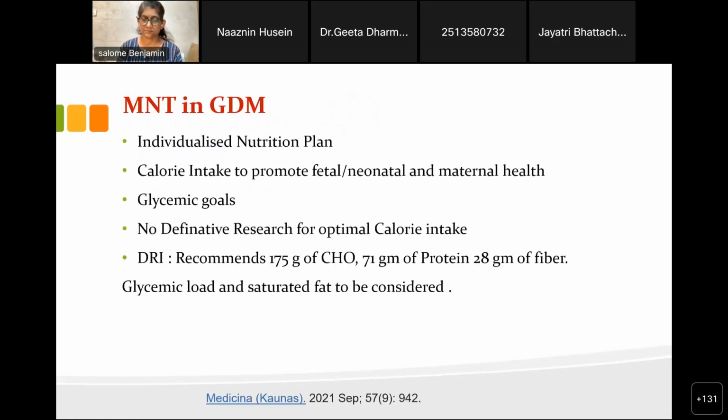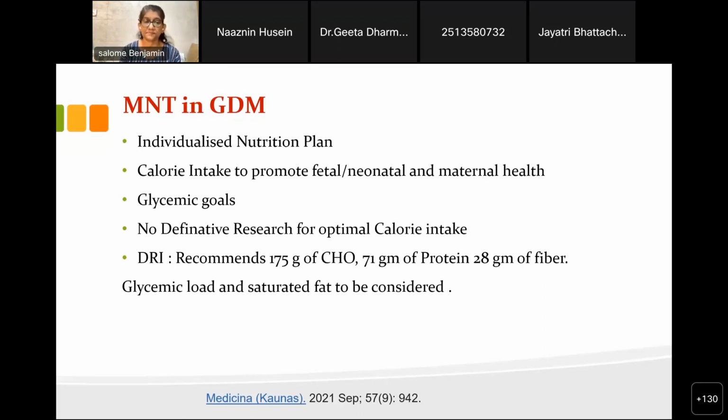So the MNT in GDM is about individualization. I'm sure we are in a world of personalized nutrition where we want to work on individualized goals, glycemic goals. Because in GDM, friends, there are no specific recommendations of optimal intake. If I go to the RDA, I will see a very vague way of looking at 80 grams of protein, or some quantitative approach towards the calories, plus 300, 1700 plus 300. But I think that has not considered the conception weight and the calorie intake.